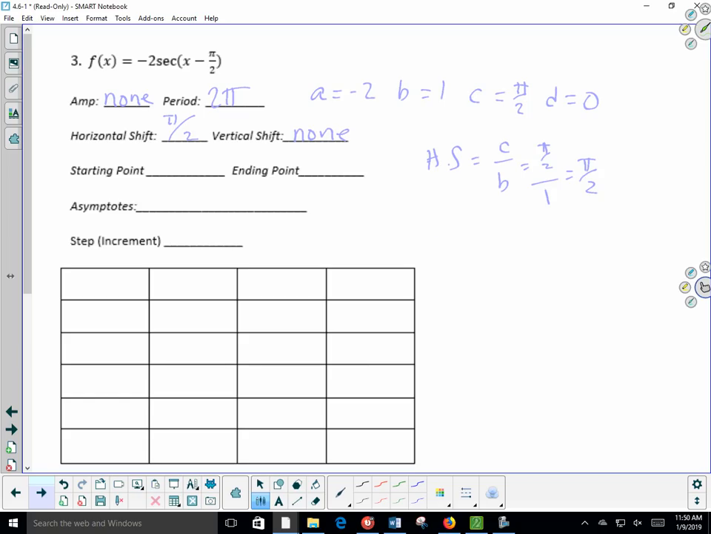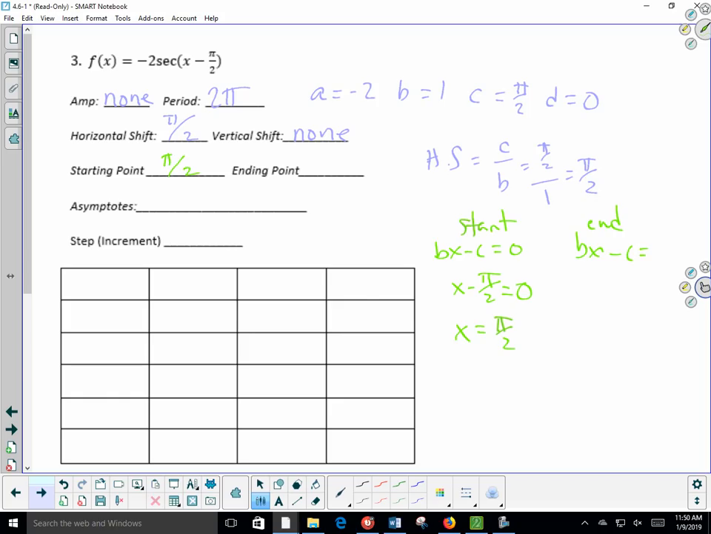Our starting point, let's find that. That's bx minus c equal to 0, so that's x minus pi over 2 equal to 0. Remember, if I'm going too fast, you're going to pause this video, catch up to me, and then start it up again. I'm going to add pi over 2, so I get pi over 2. That's my starting point. My ending point is going to be found next.